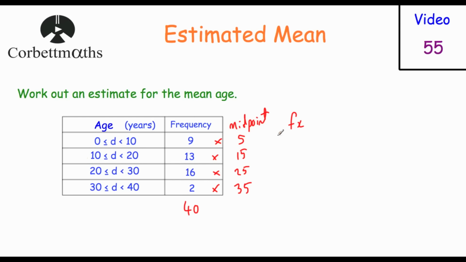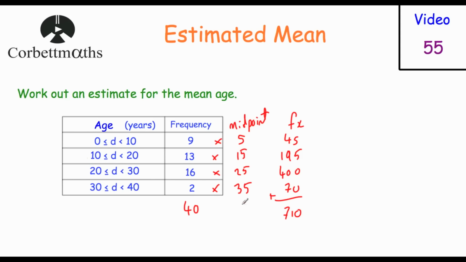So 5 times 9, or 9 times 5, is 45. 13 times 15 is 195. 16 times 25 is 400. And 2 times 35 is 70. So we've completed our fx column. Now what we're going to do is add those up to find our estimate for the grand total. So 45 plus 195 plus 400 plus 70 gives us a total of 710. So our estimate for the total of the ages would be 710.